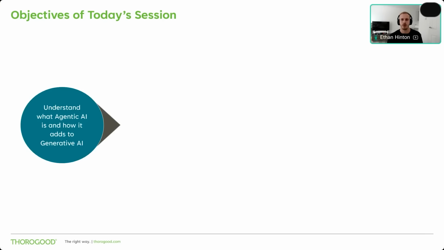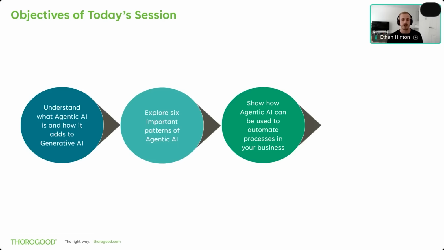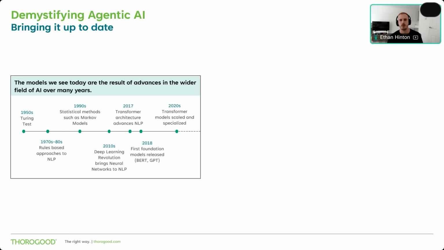With the intros out of the way, what are the objectives for today's session? Firstly, we want you to get a good understanding of what agentic AI is and how it adds to generative AI. To do this, we'll explain the 6 important patterns of agentic AI, so the things that make agentic AI what it is. We'll also try and give you some idea of how agentic AI can be used in your business through a use case driven demo that Aaron will present shortly. And then finally, we'll talk a little bit about how Thorogood can help you and your business to design and implement agentic AI solutions.